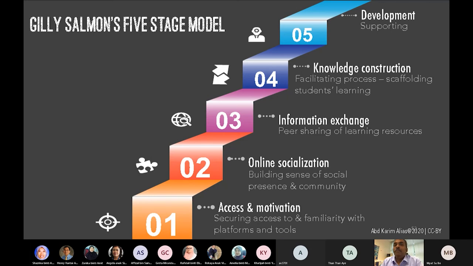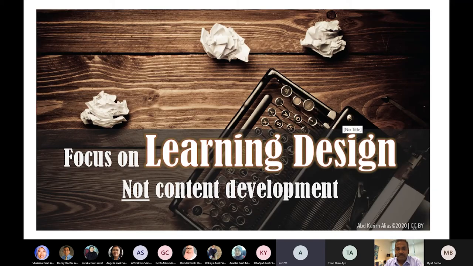So this is one way of trying to engage the students in the best way possible. Here is another model that is quite popular among online or e-learning practitioners. This is called Gilly Salmon's five-stage model. This has been advocated by our local guru, Dr. Karim. If you go to his workshops, he'll always talk about this particular model. You can read up on it if you're not familiar with it.